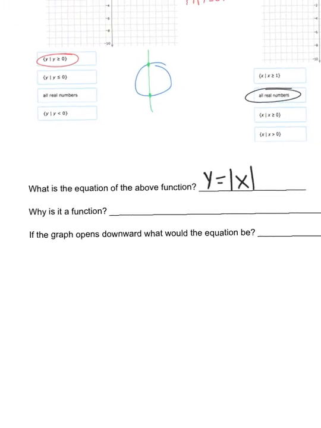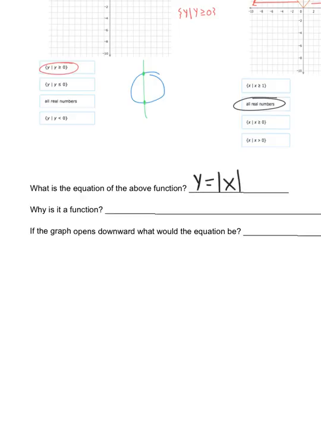So where it says, why is it a function? We're going to say passes vertical line test. Okay. If the graph were to open downwards, what would the equation be?